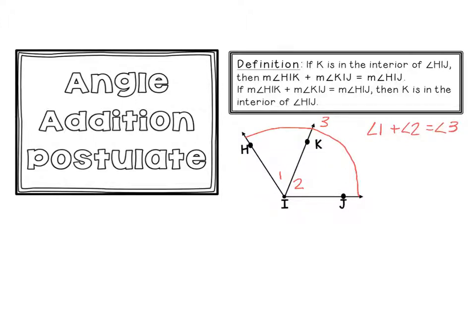So angle HIK would add up to angle JIK to equal angle HIJ. So it's just a fancy way of saying that the two small angles have to add up to the total that equals the big angle.